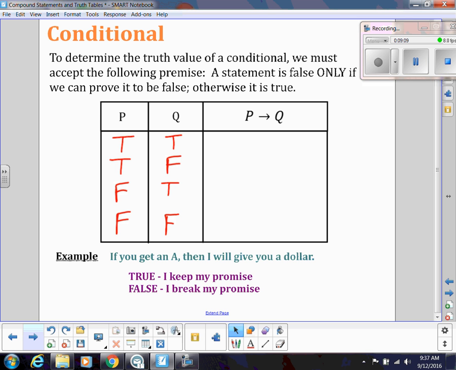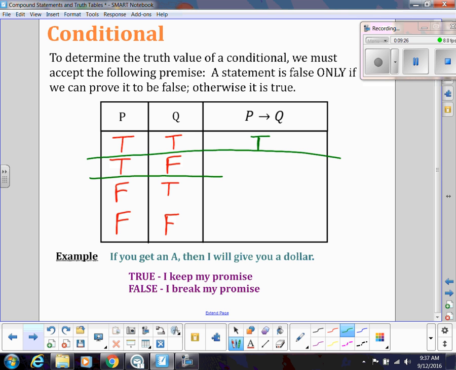So if you get an A, that's true, and I will give you $1, that's true, then yeah, I kept my promise, didn't I? So that is true. So the second one, if you get an A and I did not give you $1, then I broke my promise, didn't I? So I kind of lied to you when I said that if you get an A, then I will give you $1.